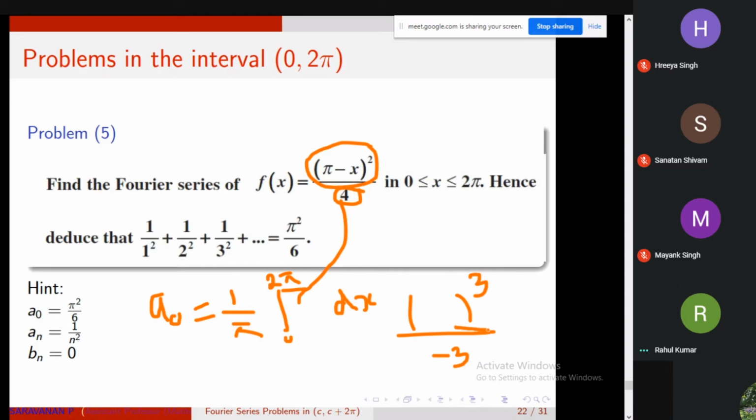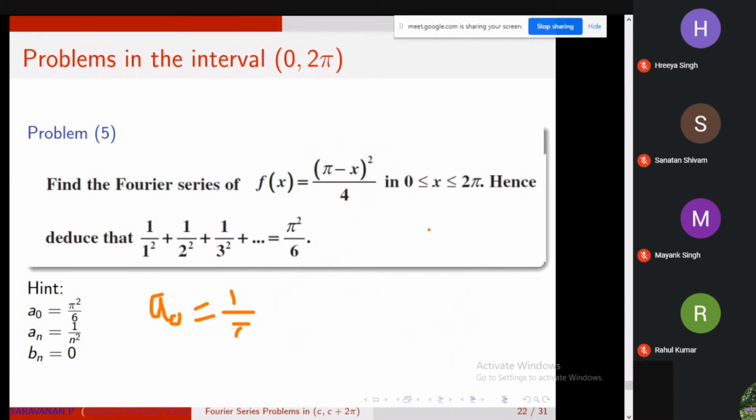If you write pi minus x and substitute 2 pi, you will get pi minus 2 pi, so it is minus pi cube. With the other form, 2 pi minus pi gives pi cube. The answer is the same. (a minus b) whole square is the same as (b minus a) whole square, but it is not true for cube. Remember, if we were given a cube, it is not the same. That's all, so you can compute this a0 easily.